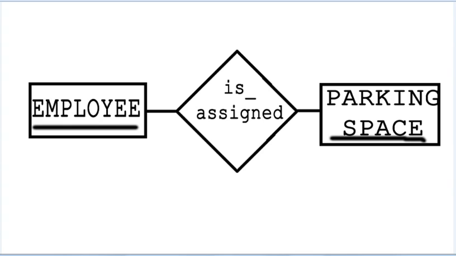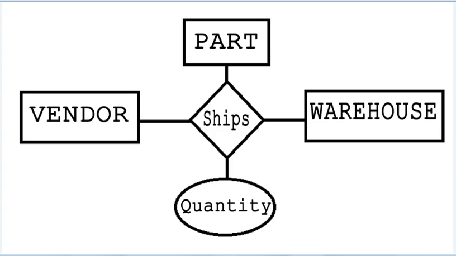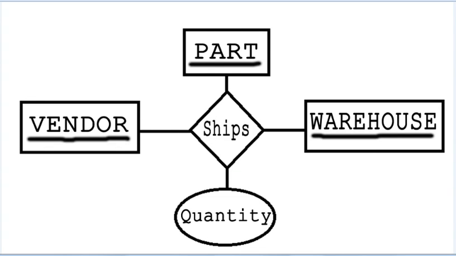The third will be ternary relationship. A ternary relationship is a simultaneous relationship among instances of three entity types. An example of ternary relationship will be like this. There are three entity types in this example, namely vendor, part, and warehouse. A vendor may ship many parts to different warehouses.